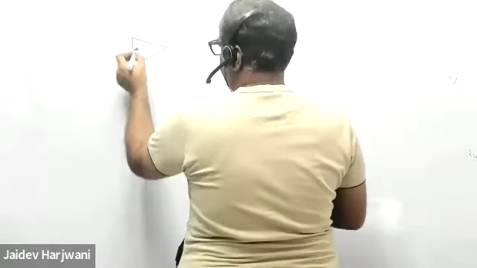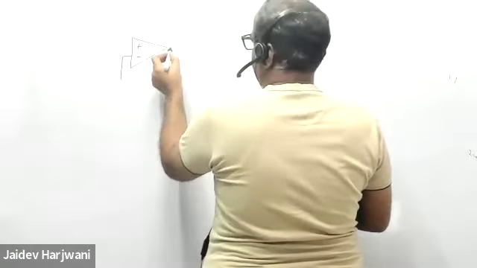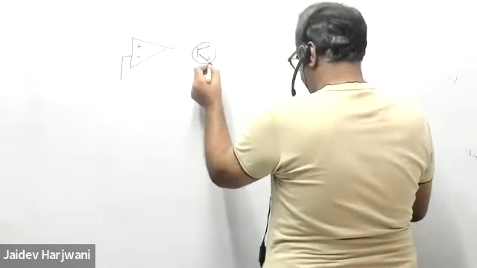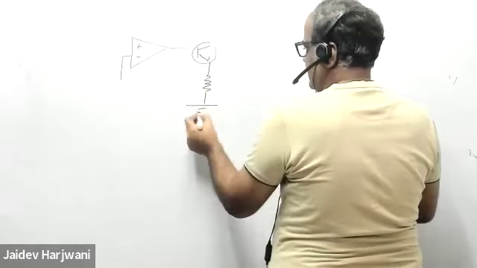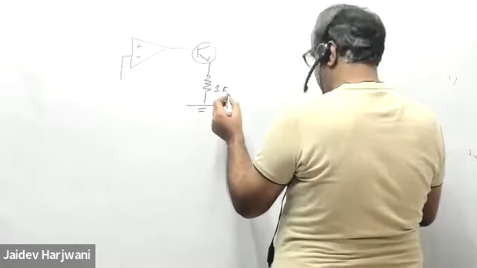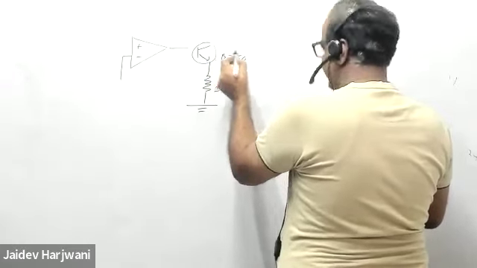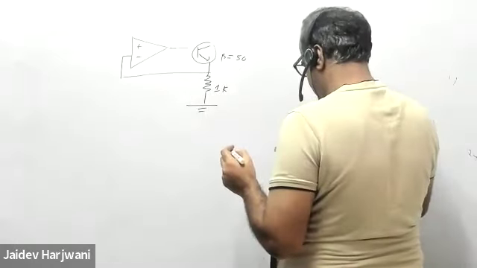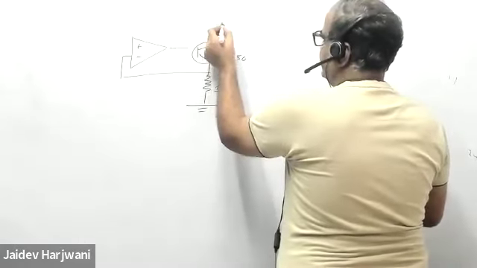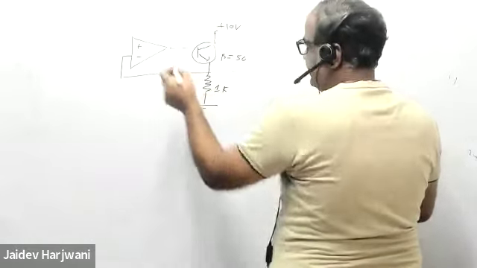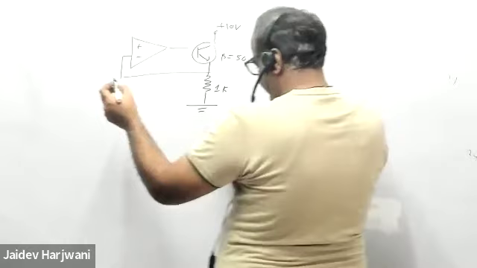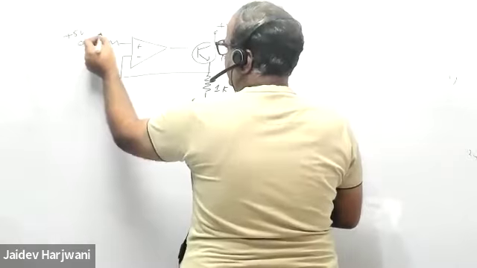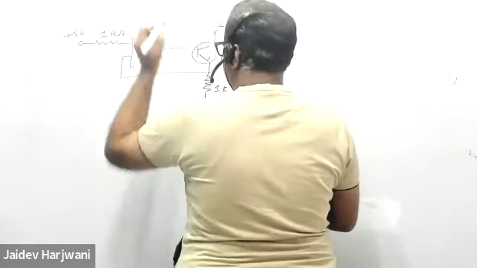The op-amp is there, and you have a transistor. You have 1 kilo ohm resistance here. Beta for the transistor is given as 50, and this is connected directly to the ammeter. The VCC is given as plus 10 volt. And here you are applying plus 5 volt through 1 kilo ohm resistance.